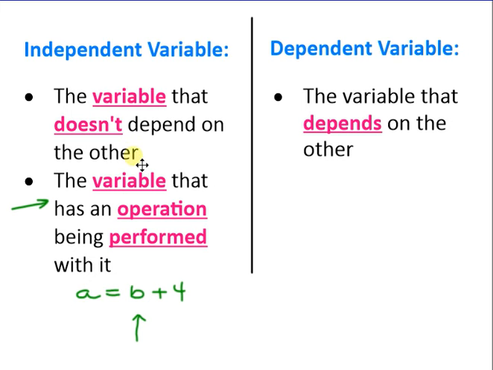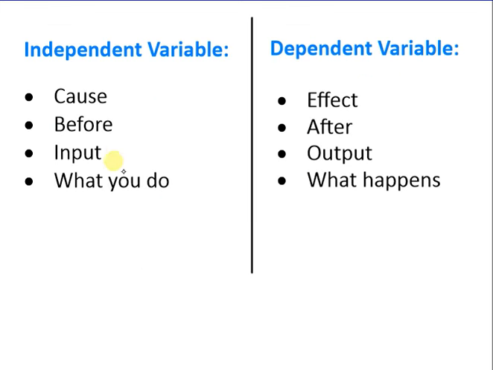So the independent variable is sort of like the adult. It does what it wants to do, and the dependent variable is kind of like the child. It's the reaction to the independent variable. Here are some words to think about as we're talking about independent and dependent. The independent is the cause. It's what happens before, and it's also the input value. This is going to be really important going forward in the next couple of lessons. It's what you do in the situation.